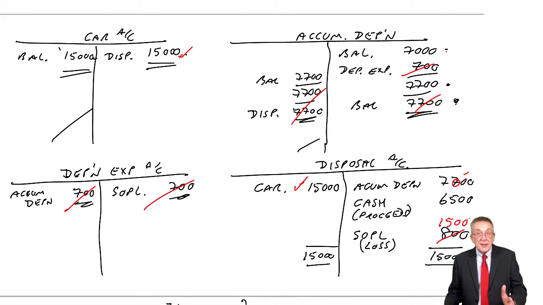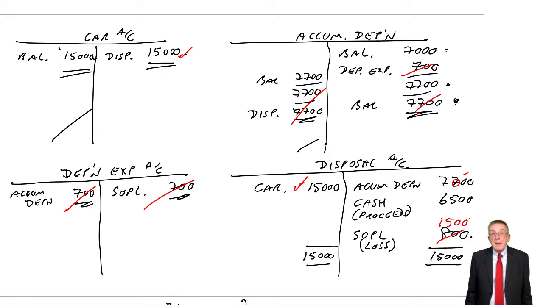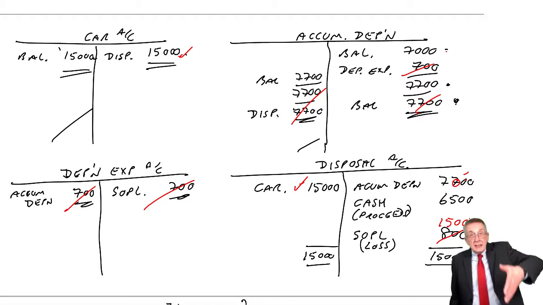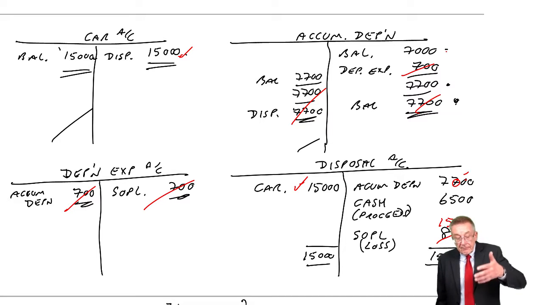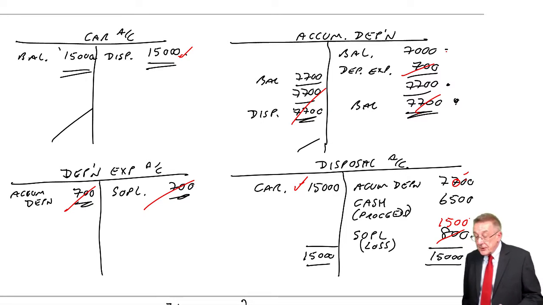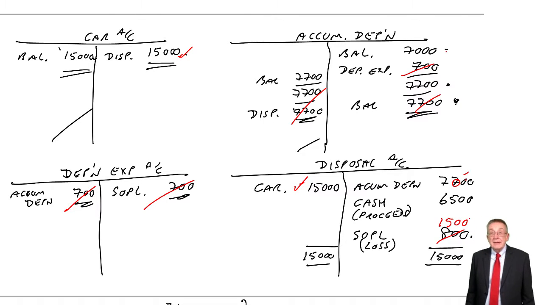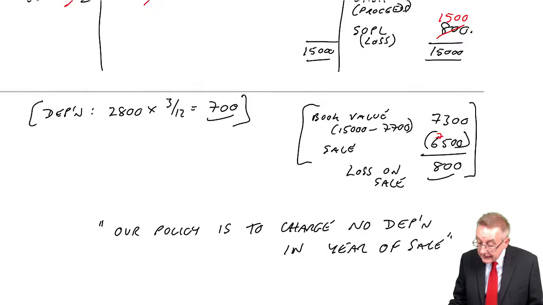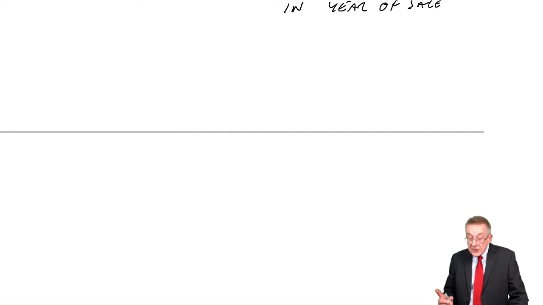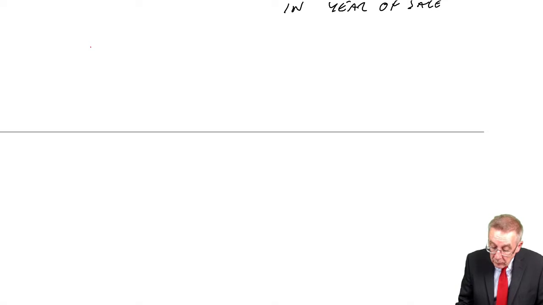Now, I hope I'm making sense here. Exactly the same entries. But if we hadn't had that 3 months depreciation, there's no depreciation expense, but the loss on sale would be 1,500. And it actually makes no difference at all. Because look at this. When we did it, in the statement of profit or loss, we'd have had expenses.